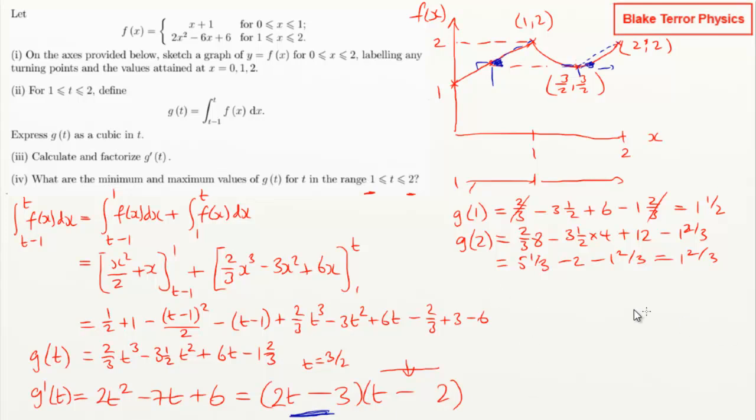Anyway, let's get back to what I'm doing. So I've got to do g of 3/2. Okay, this one will be fun, won't it? So we've got a 3/2 cubed times a 2/3. Right, so we've got 1.5 squared is what we're getting out of that. And then we've got to take off 3.5 lots of 1.5 squared. Okay, and then we've got to add on 6 times 1.5, so we'll add on 9, and then we'll take off 1 2/3.